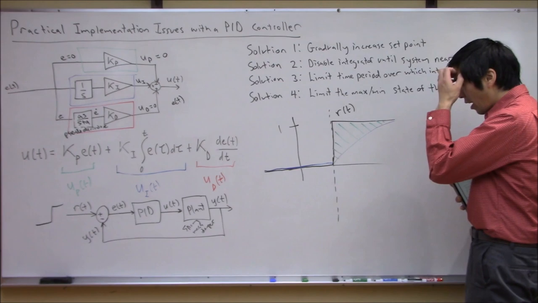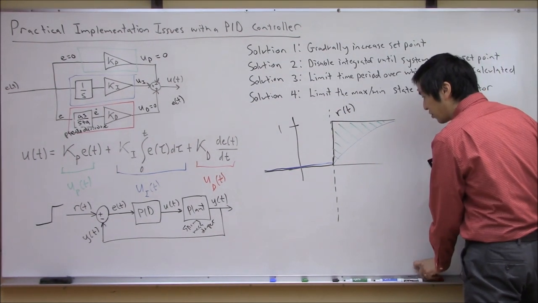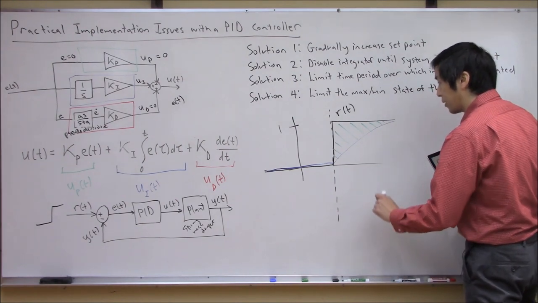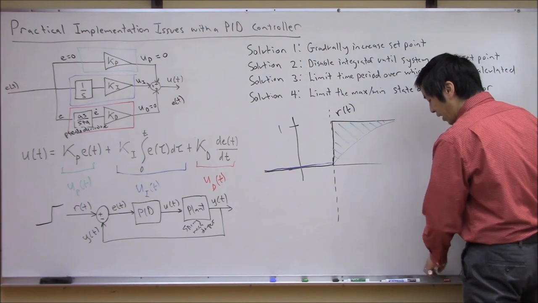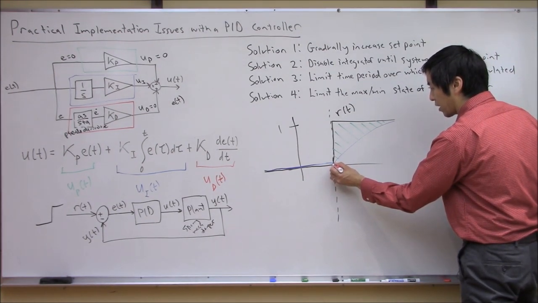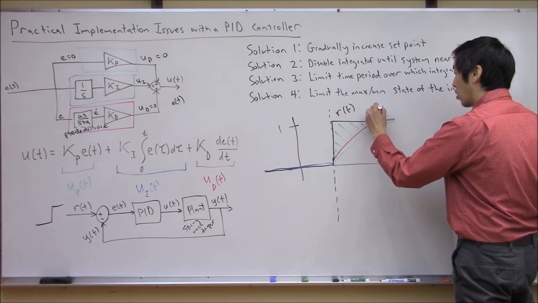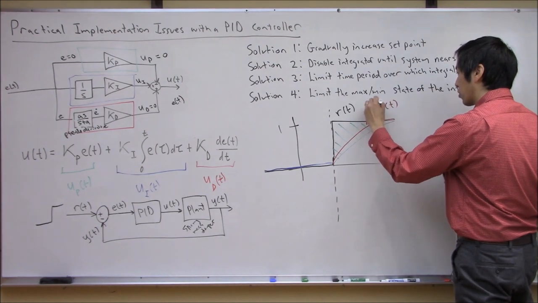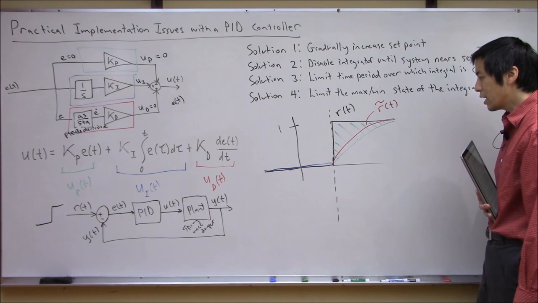So instead of this sharp step, maybe the better thing to do would be, instead of using the black line as R of T, what if we did something a little bit more gentle, something like this? What if this was your reference? So this is like R of T, maybe let's call this R tilde of T. It's some new reference signal.